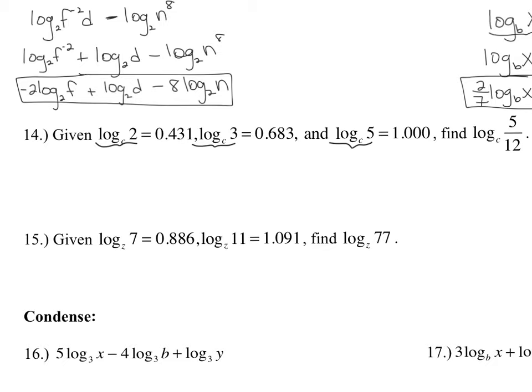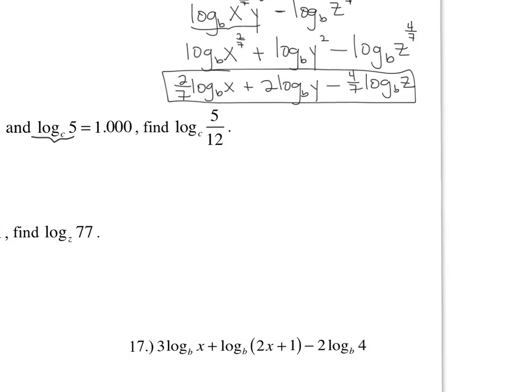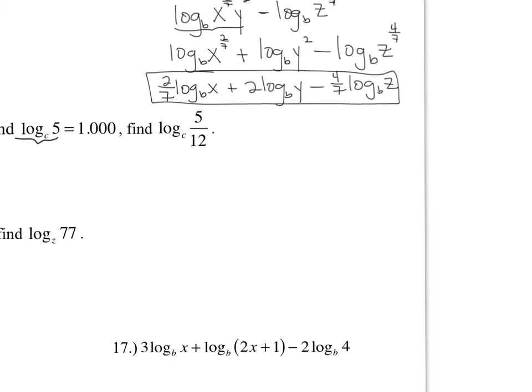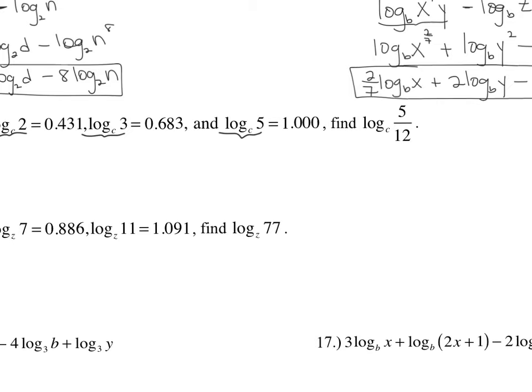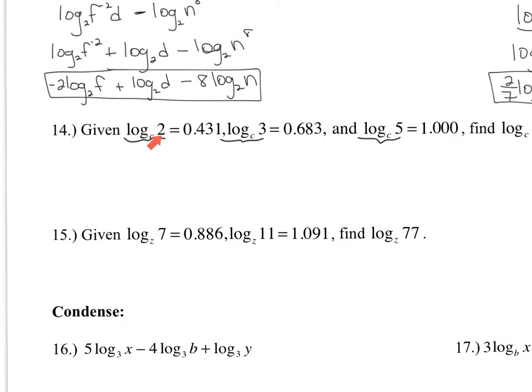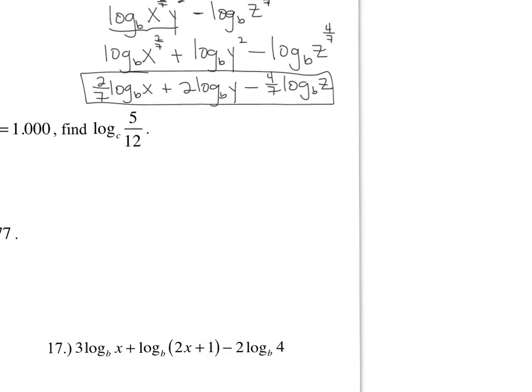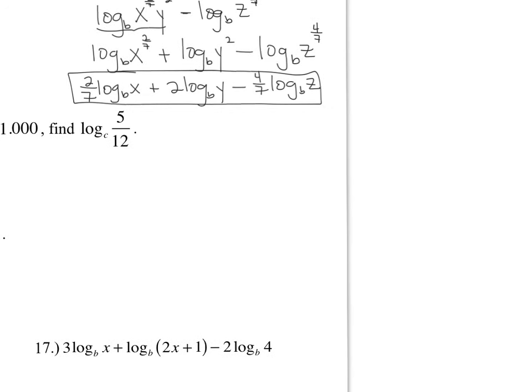But the thing that we need to know is that we're given log base c of 5 divided by 12. Now I can use my quotient property and do log base c of 5, because I know what that is, and then minus log base c of 12. But the problem we have is, in our given information, we were only given log base c of 2 and 3 and 5. So we didn't know anything about 12. So what we have to do here is rewrite the number 12 so we get numbers that we can use.